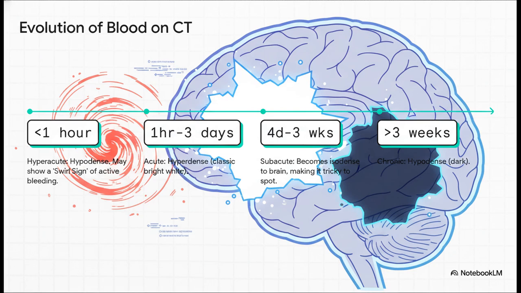On a CT scan, it's all about density, how bright or dark it is. In the first hour, brand new blood can actually look dark. Then, for the next few days, it becomes bright white. That's the classic look you think of. The really tricky phase is the subacute one. It becomes isodense, meaning it's the same shade of gray as the brain tissue, which makes it dangerously easy to miss. And finally, after a few weeks, old chronic blood becomes dark again.